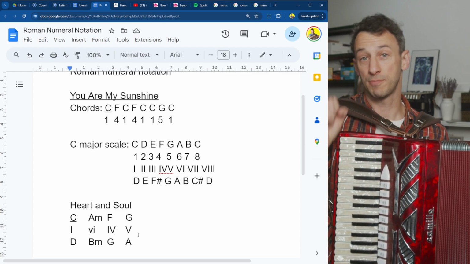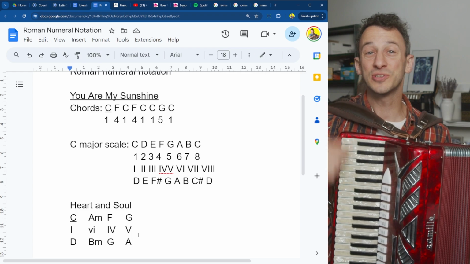Very quickly, we're able to play with other people. All of a sudden, a horn player comes in, and they're saying, "Let's play Heart and Soul in the key of B flat."